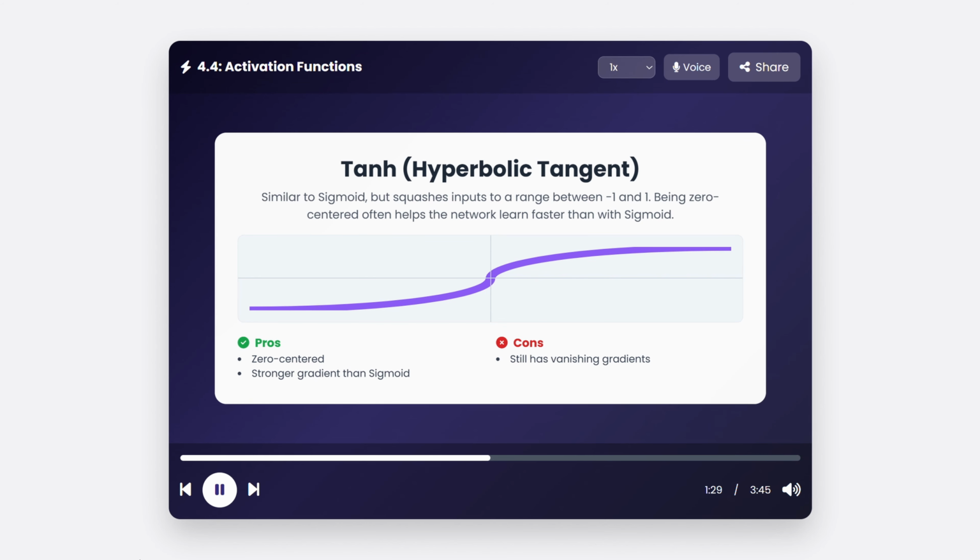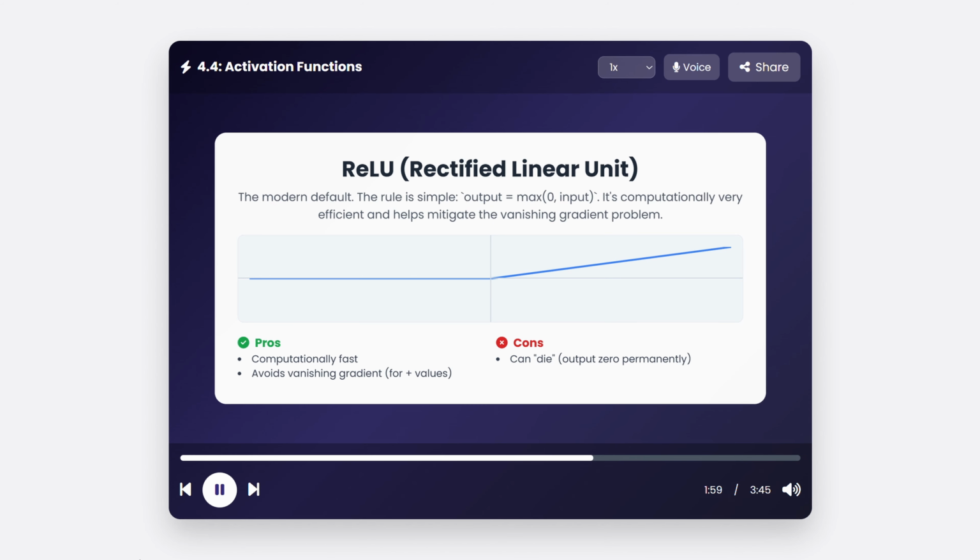Next is the hyperbolic tangent, or Tanh function. It's very similar to sigmoid, another S-shaped curve, but it squashes values between -1 and 1 instead of 0 and 1. This zero-centered property often helps networks learn a bit faster than with sigmoid. However, it still suffers from the same vanishing gradient problem, which is why it's also less common in modern deep networks. Now for the undisputed champion of modern deep learning, the rectified linear unit, or ReLU.